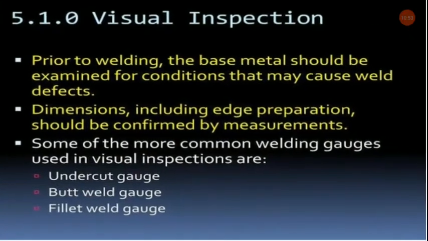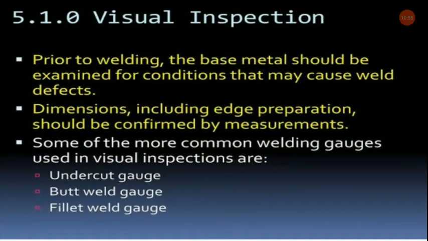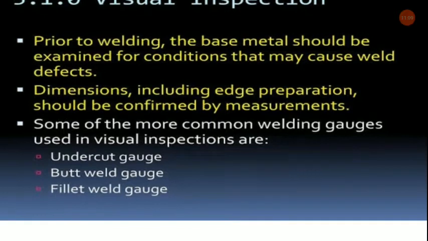Now visual inspection. Prior to the welding, the base metal should be examined for conditions that may cause weld defects. Dimensions including edge preparation should be confirmed by measurements. Some of the more common welding gauges used in visual inspection are undercut gauge, butt weld gauge, and fillet weld gauge.